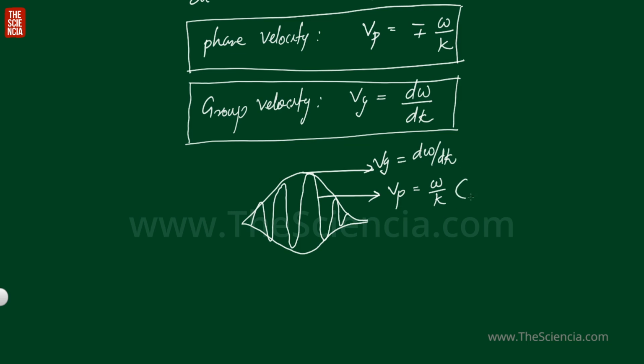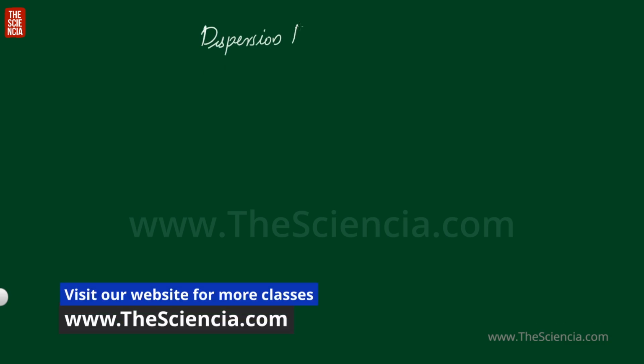That is, phase velocity is the velocity of the individual waves in the wave packet. Dispersion relation.